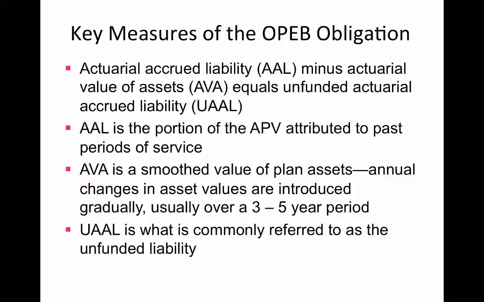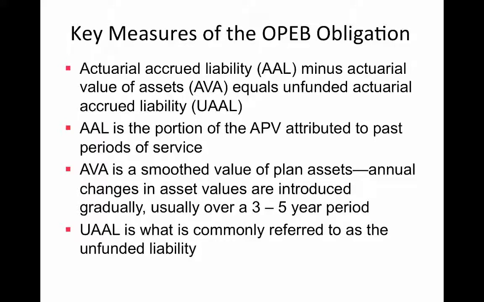And then the UAAL, the difference between the AAL and the AVA, is what is commonly known as the unfunded liability. This is the portion of the total obligation for OPEB that isn't covered by assets set aside in the plan. And in the case of OPEB, it's not unusual for the UAAL and the AAL to be exactly the same number because there are no assets set aside in a plan.